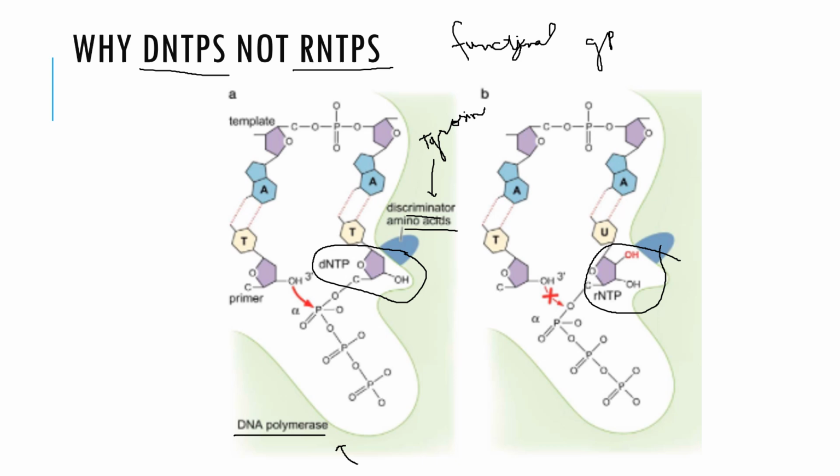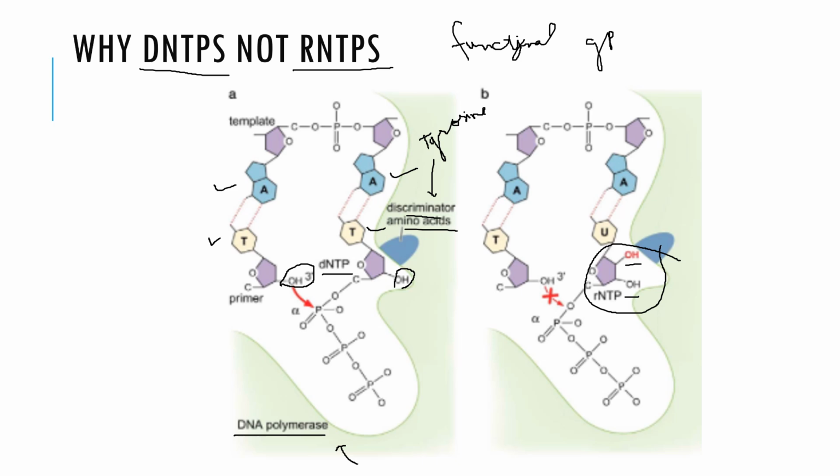Okay, so now as you can see, in case of dNTP only one OH group is present, whereas in case of rNTP two OH groups are present. And now, if we talk about dNTPs being used, you can see here the OH group of the adenine and thymine and adenine and thymine.